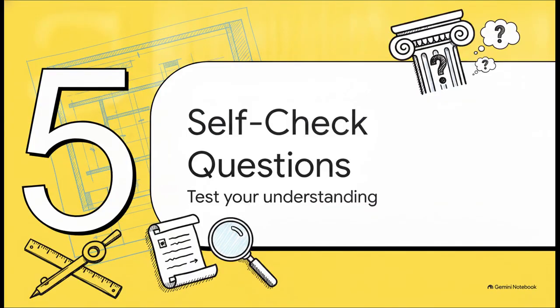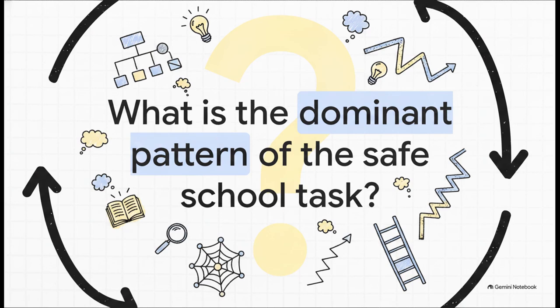Section 5, 2 self-check questions. All right, time for the inspection phase. Let's test your skills as a master architect. I've got 2 questions for you. Question 1, what is the dominant organizational pattern of the safe school task paragraph we just analyzed? Think about the overall purpose here and the primary framework holding all those sentences together.